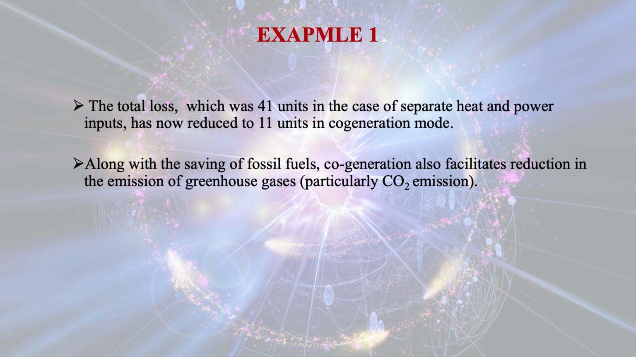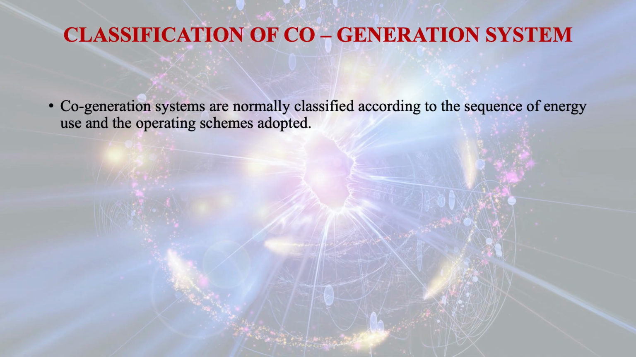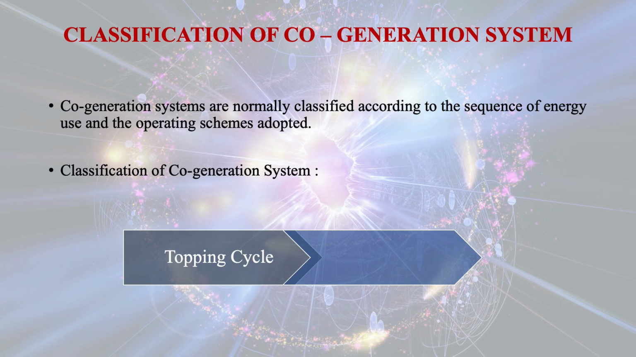Along with the saving of fossil fuels, cogeneration also facilitates reduction in the emission of greenhouse gases, particularly carbon dioxide emission. Now let us discuss about the classification of cogeneration system. Cogeneration systems are normally classified according to the sequence of energy use and the operating schemes adopted. Cogeneration systems are basically two types: topping cycle and bottoming cycle.